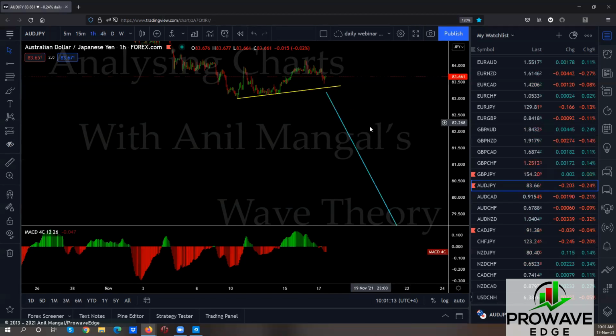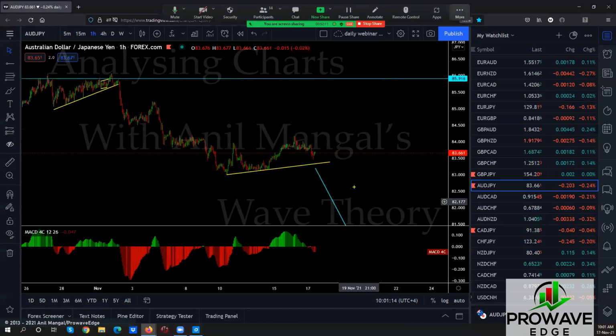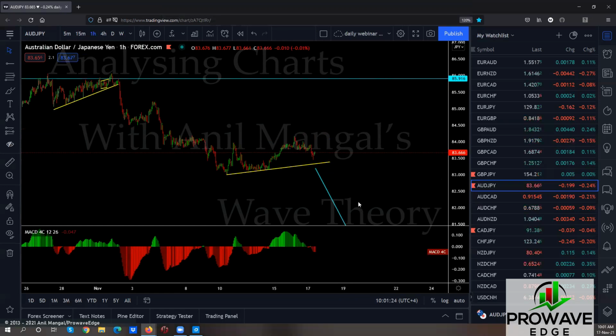If you don't get the buy, or if you don't want to take the buy, it's better to ignore it. If you don't have the skill level, ignore it, let it come back to the top here, and then look for your sell setup. That's a bigger trade. And it's a safer trade because you'll be trading in the direction of the impulse.